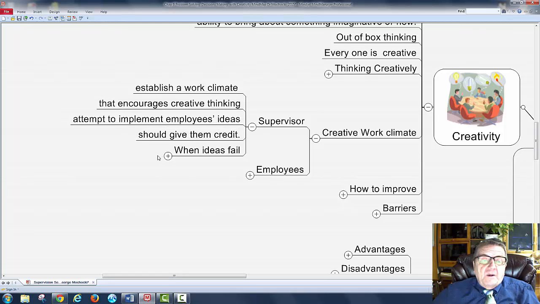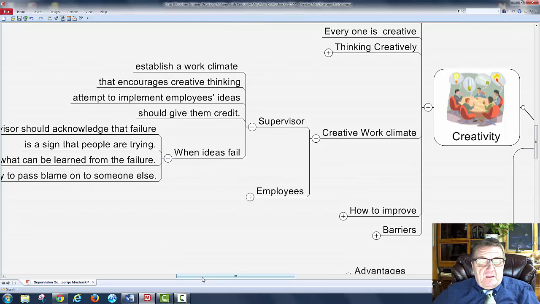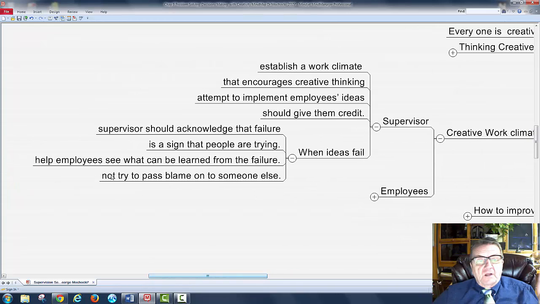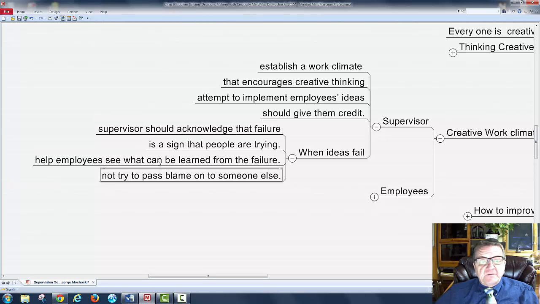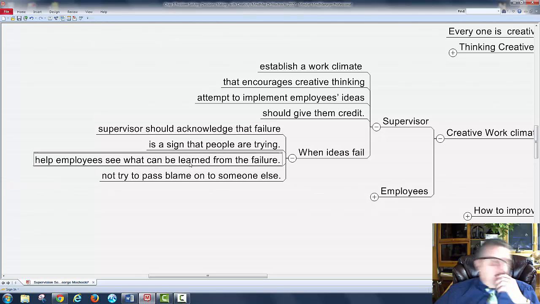Okay, now, when an idea fails, and ideas fail, they all don't work. Supervisor, now, hey, we tried it, it didn't work. Let's try it another time. That's good. At least we tried it. So you didn't knock the person down. You failed. It's a sign that people are trying. It helps employees see that they can learn from failure. Okay, this didn't work. What can we do differently next time?